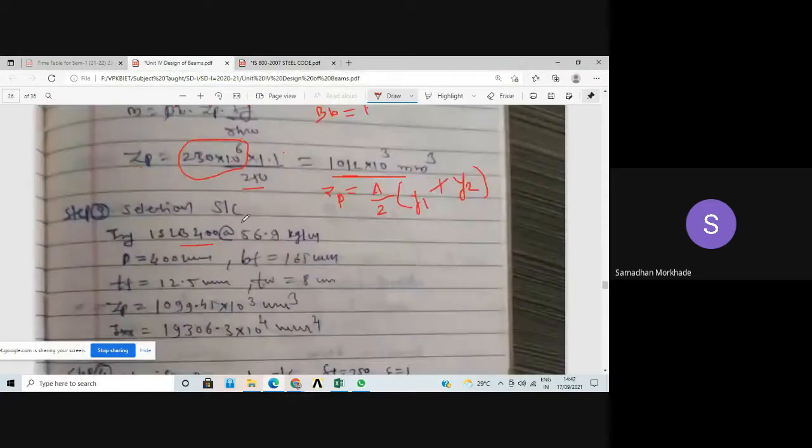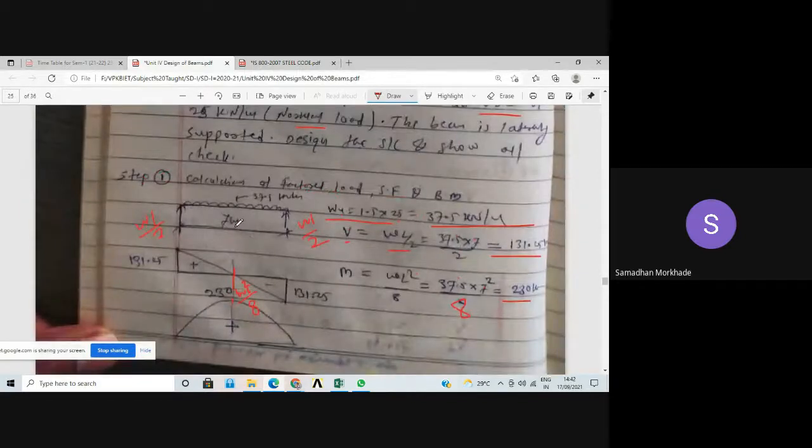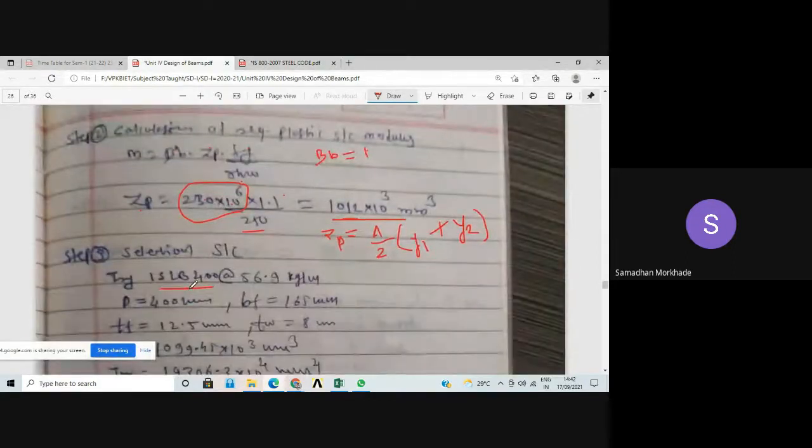Our span of the beam is how much? Span of our beam is 7. So 7 into 5 means 35 kg of steel. If instead of ISLB you have chosen ISMB 400, you waste 35 kg more steel in a single beam. On one floor of a building there might be 5-6 beams, and in one building there may be hundreds of beams, so 100 into 35, and it goes on adding. That's why, along with safety, we have to think about the economy also.